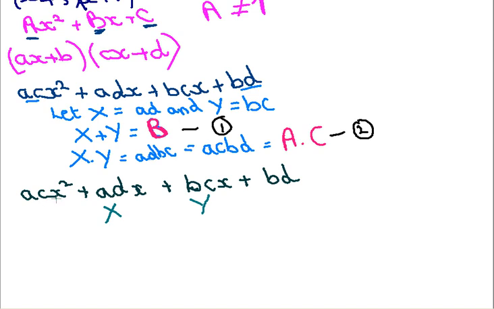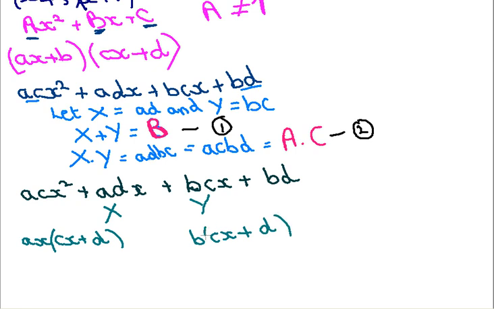Yes, AX as a common factor, so there's CX plus D in there. So this is the same as AX times CX plus D, and this one here is the same as B times CX plus D.